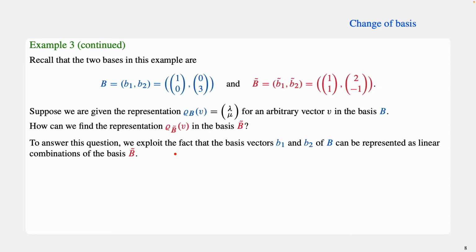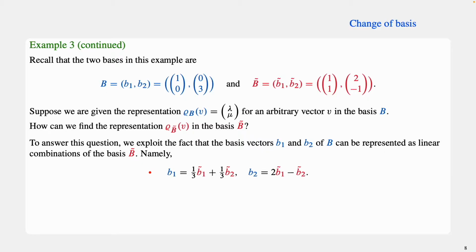Now, to answer this, we use the fact that the basis vectors of the basis b, b1 and b2, can also both be represented as linear combinations of the basis vectors b tilde 1 and b tilde 2 of our second basis.